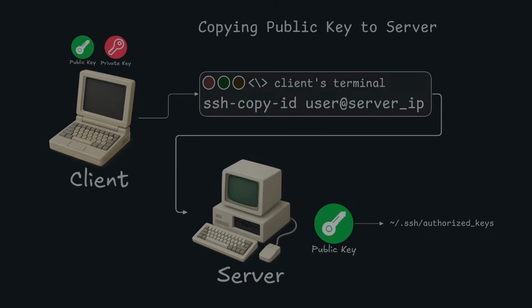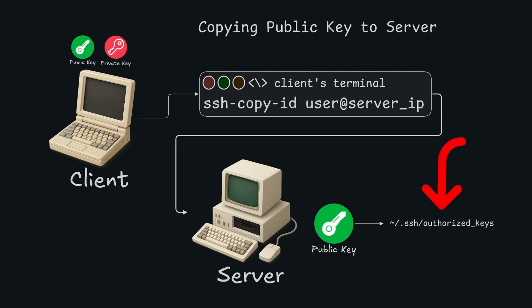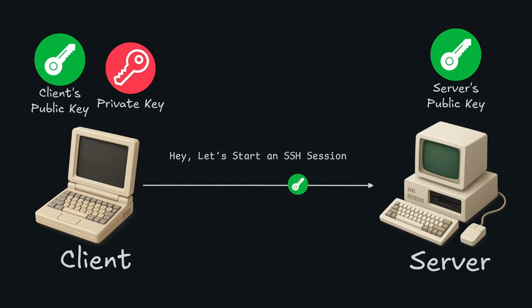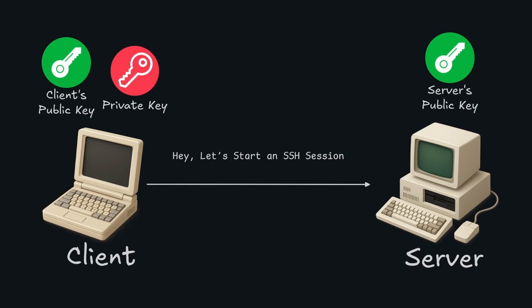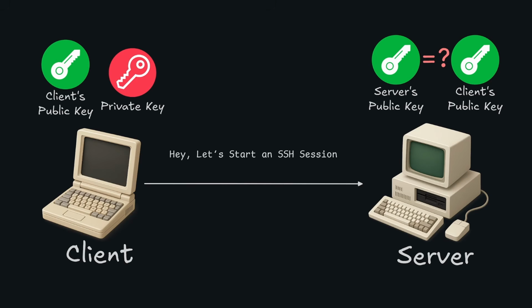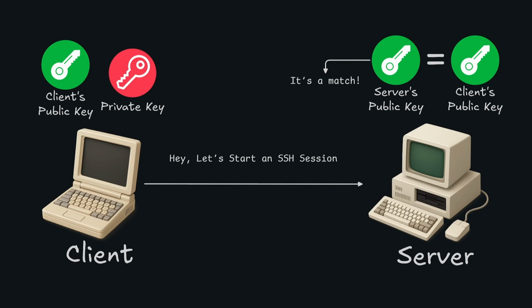Once the public key is added to the server, typically inside the authorized_keys file, the system is ready for authentication. When a connection attempt is made, the client informs the server which key it wants to use. The server then checks whether this public key exists in its authorized list. If the key is not found, access is denied immediately. If the key is recognized, the authentication process continues.